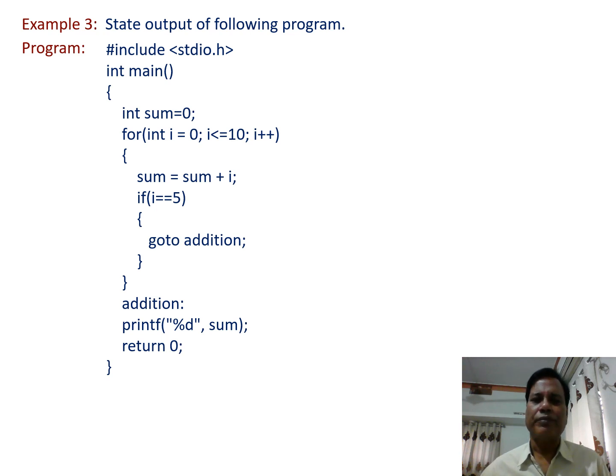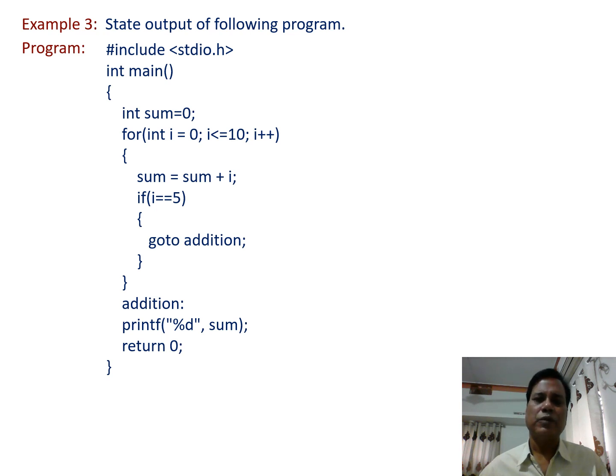Next one is the if statement. If i equal to 5, naturally at present i equal to 0. So this condition is false. So the body of the if statement is not executed. Then control goes to i plus plus. The value of i is incremented. Now the value of i becomes 1. Then 1 is compared. 1 is less than or equal to 10.